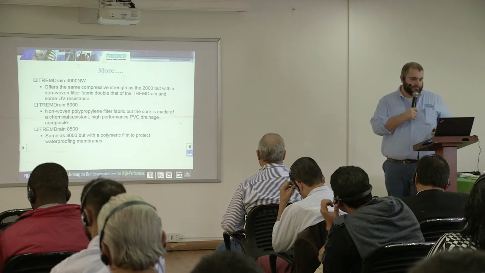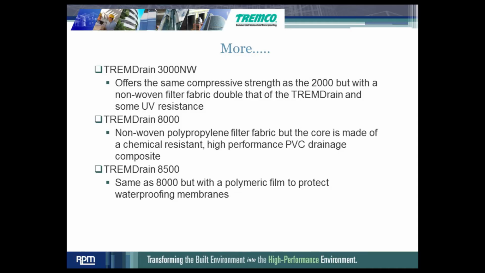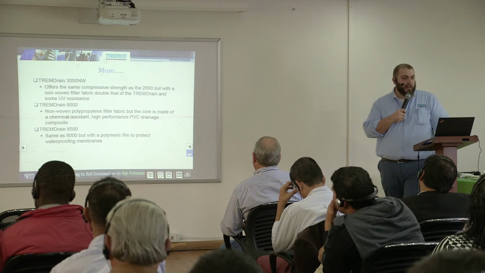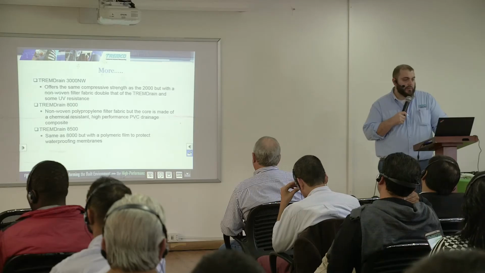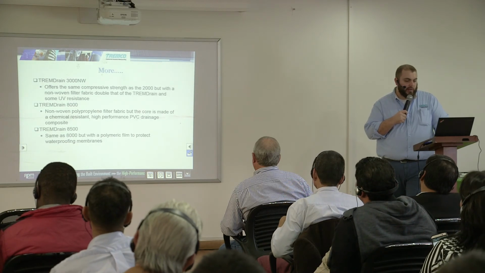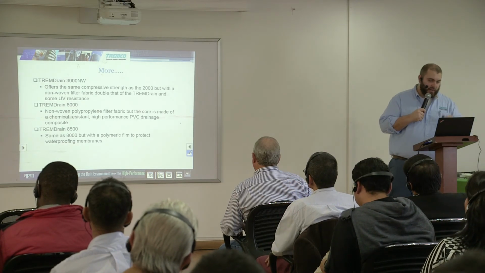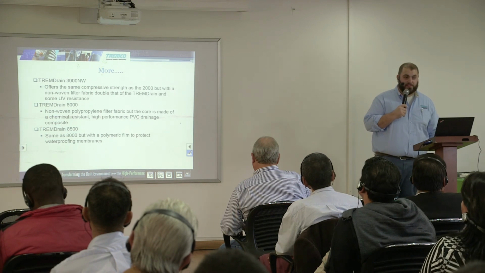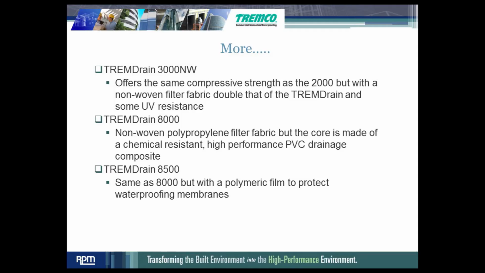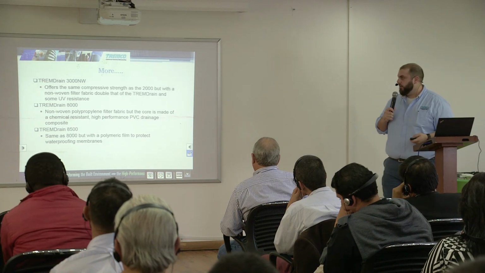We have more. We have the TREMDrain 3000 NW, which offers the compressive strength of the TREMDrain 2000, but with a non-woven filter fabric and some UV resistance. TREMDrain 8000 is a non-woven polypropylene filter fabric, but the core is made of a chemical-resistant, high-performance PVC drainage composite. TREMDrain 8500 is the same as TREMDrain 8000, but with a polymeric film to protect the waterproofing membrane on the backside.